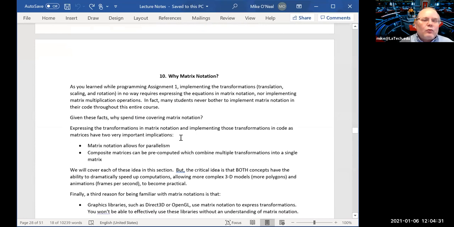So that's the big reason why we're using matrix notation. In matrix notation, you can create special purpose hardware: GPUs, graphics processing units, and TPUs, tensor processing units. Tensors are just matrices with a couple of extra little restrictions. They're matrices. So GPUs and TPUs are built to do matrix operations in parallel.